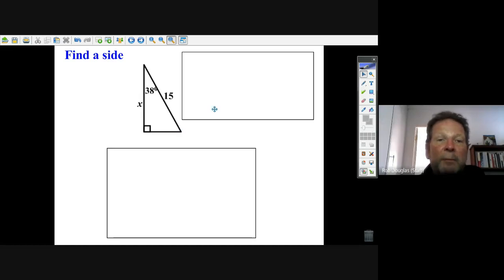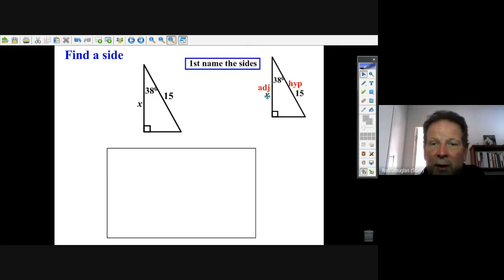So our first job is to name the sides. Well, 15 is opposite the right angle, so I hope you see it's the hypotenuse. And x is next to 38 degrees, so it's adjacent. So there's our first job done. x is adjacent. The 15 is called the hypotenuse.